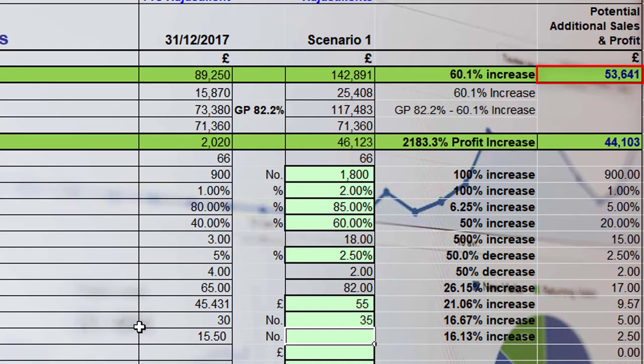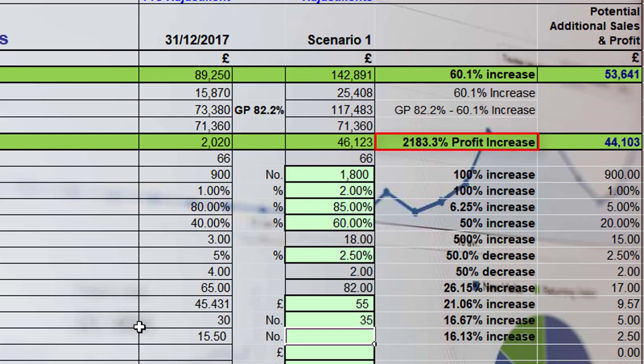So now, if we look at our sales, these have increased by 53,641. So our sales have jumped from 89,250 to 142,891. But more importantly, again, our net profit has jumped a staggering amount from just over £2,000 to £46,000. And this represents over 2,000% increase in profits.